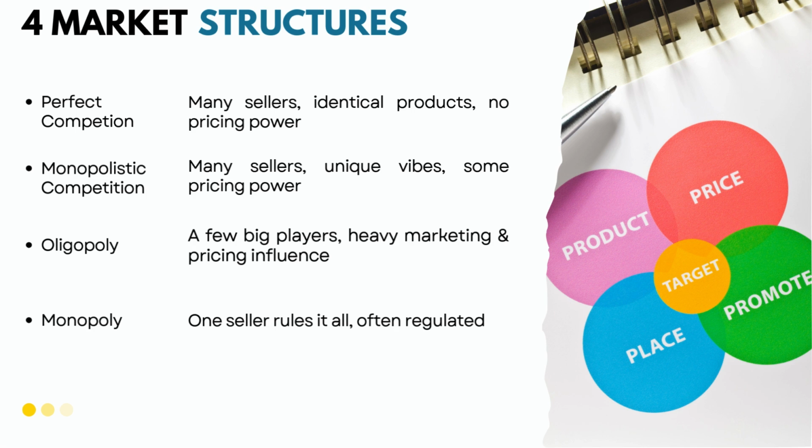Oligopoly has a few big players, heavy marketing, and price influence. Maybe you could use Instagram, Facebook, or even TikTok. And a monopoly has one seller that rules it all, and is often regulated. We could use hospitals, car dealerships, or big companies such as Ford, Chevy, Toyota, things like that.